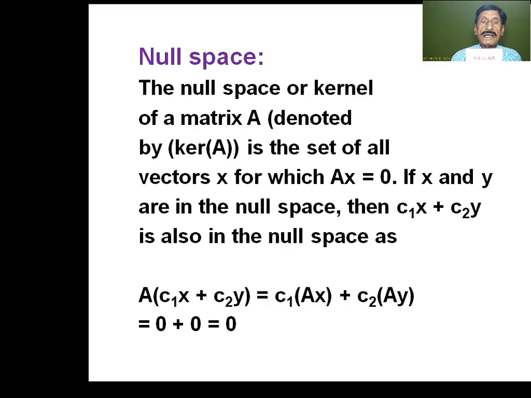Null space. The null space or kernel of a matrix A, denoted by ker A, is the set of all vectors x for which Ax is equal to 0. If x and y are in the null space, then c1x plus c2y is also in the null space, because A(c1x plus c2y) is equal to c1Ax plus c2Ay is equal to 0.